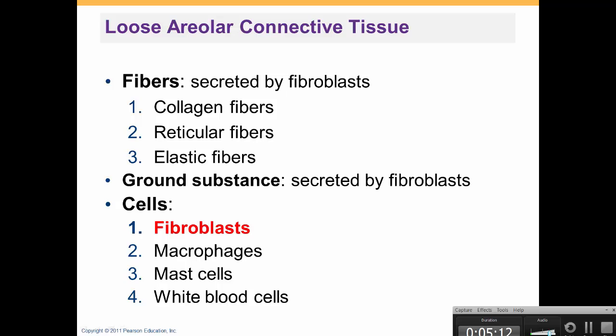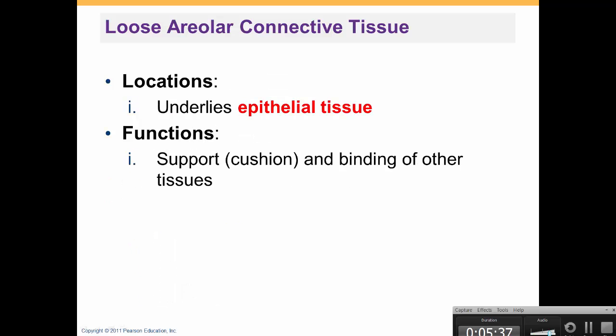So what are the types of cells that we have in loose areolar connective tissue? We have fibroblasts, macrophages, mast cells, and white blood cells. So what's the main type? Fibroblasts. How do I know it's the main type? Well, because it is the one that secretes the matrix. So even though you have macrophages, mast cells, and white blood cells, none of them secretes the matrix of the loose areolar connective tissue. Where do you find that?